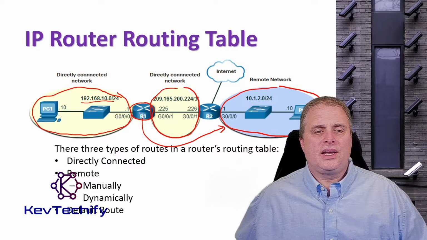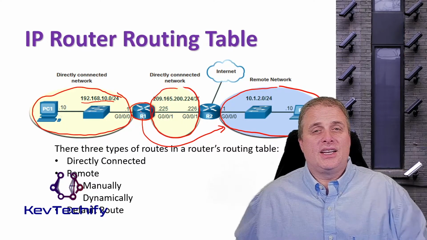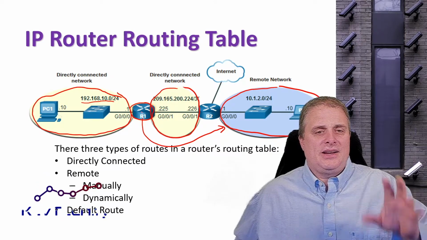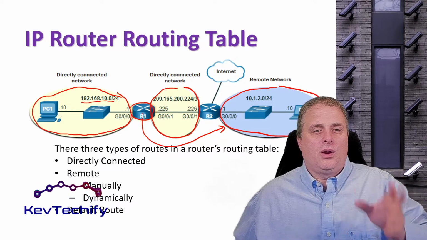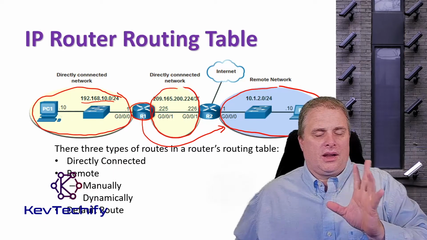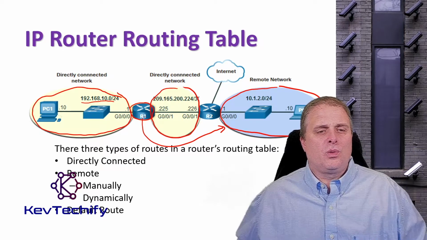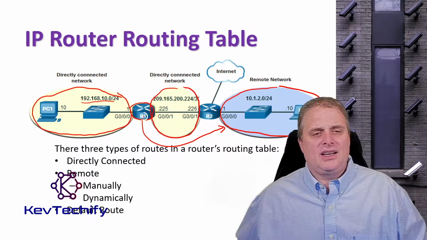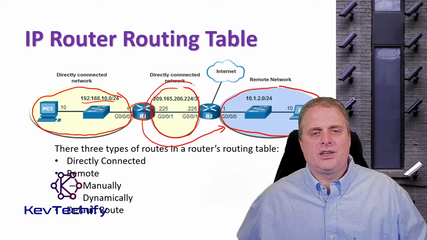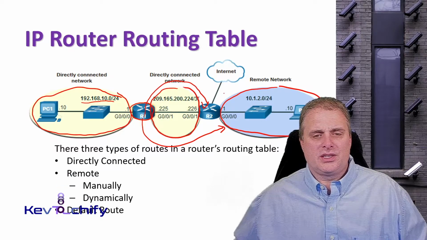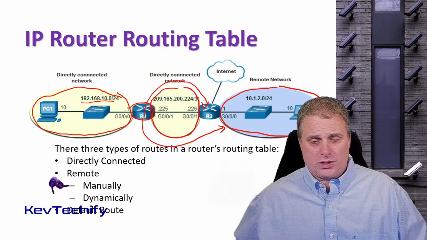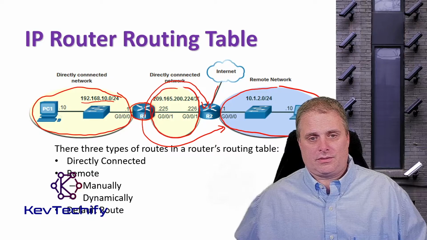And then the last one down here is the default route. If router 1 gets in a packet and it doesn't know where to send it, we set up a default route. And what happens here in a common scenario is router 1 would then send that information to R2 because of the default route, and then most likely it would go out to the internet.